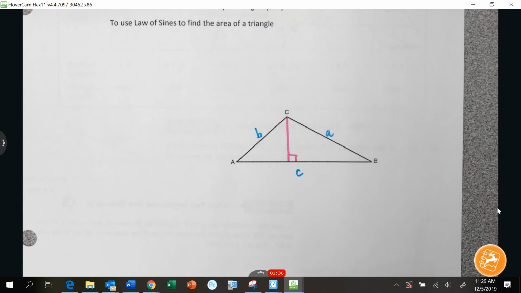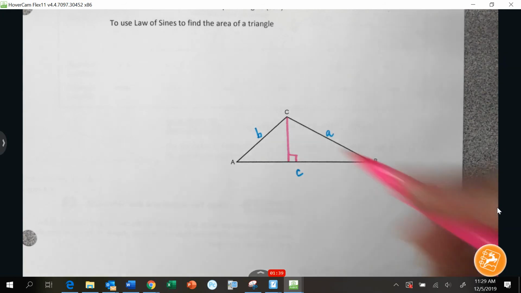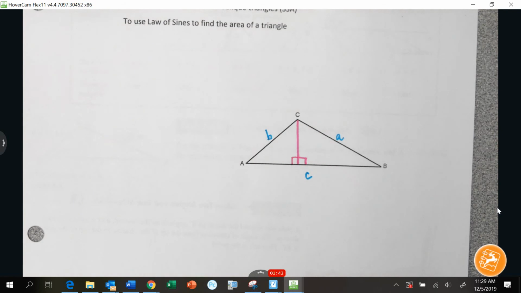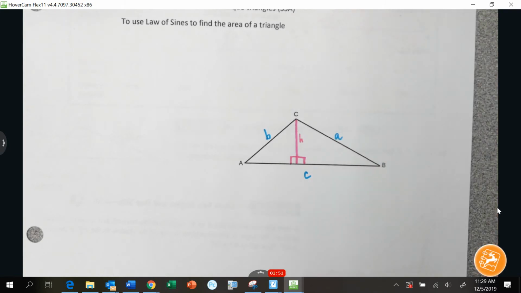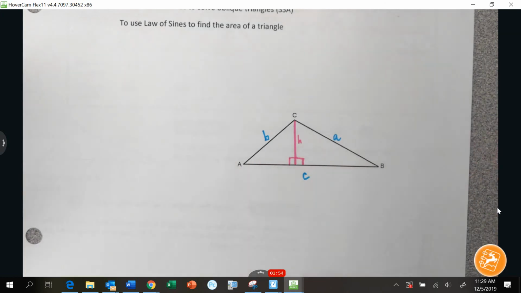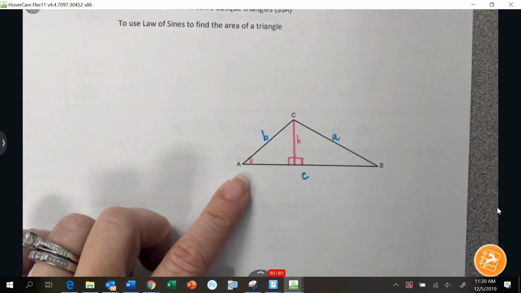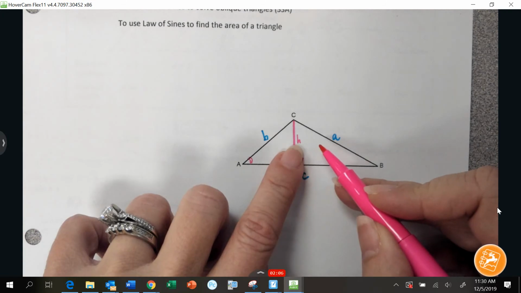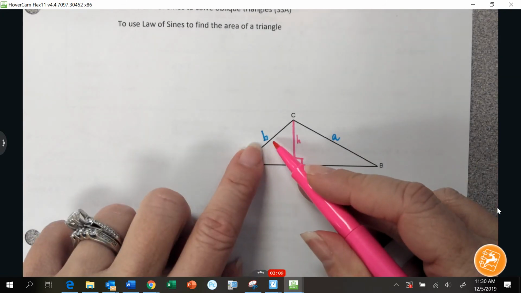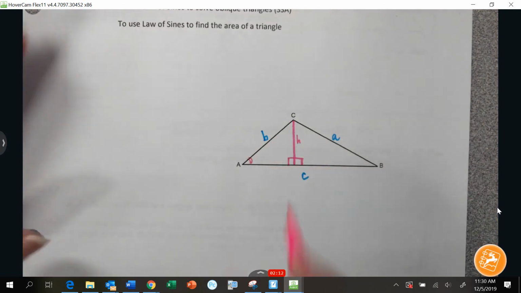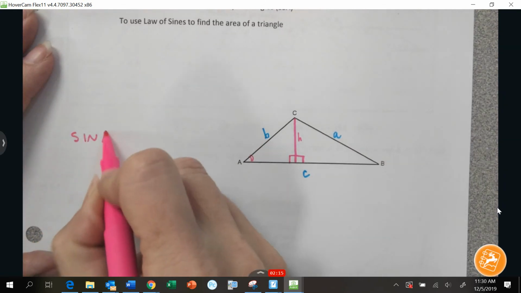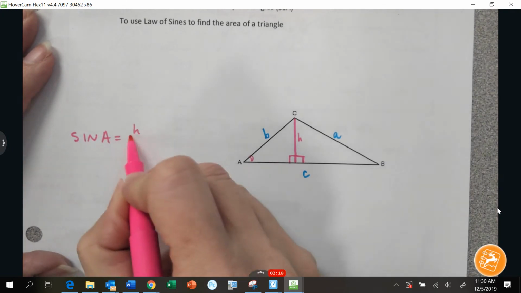I've made two smaller right triangles within this. And how would I get this height, like according to angle A? Now I only have variables. I don't really have any measurements here. But if I knew angle A, H would be the what? The opposite, and I would use B to be the hypotenuse. So this would be sine of angle A is equal to H over B.